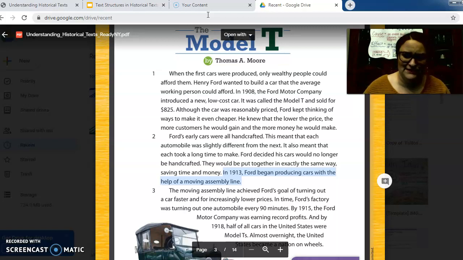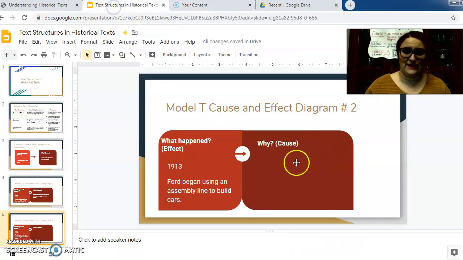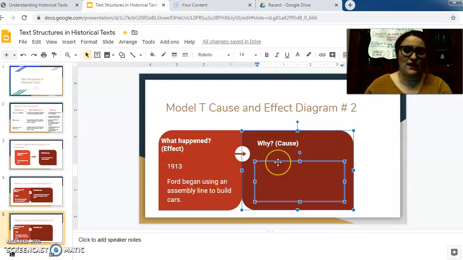It says, two sentences before, Ford decided his cars would no longer be handcrafted. They would be put together in exactly the same way, saving time and money. In 1913, he began producing cars with the help of a moving assembly line. Okay, so the reason he created the assembly line was because he wanted to save time and money. It was taking too long. So that's what I'm going to put on my cause.